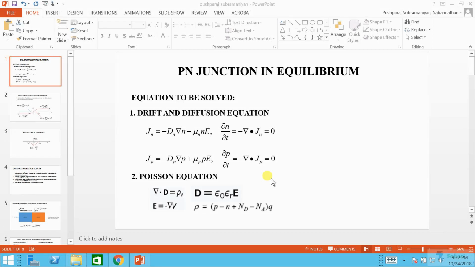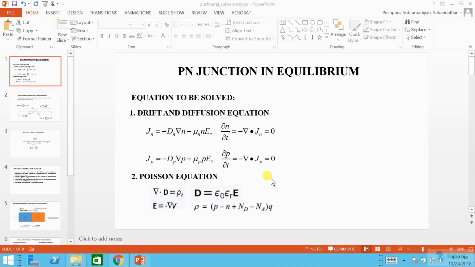Hello everyone. Today we are going to discuss the p-n junction in equilibrium, and I am going to model this p-n junction in equilibrium condition in COMSOL. The analytical solution for the p-n junction in equilibrium is readily available, and I am going to compare the results with the computational software called COMSOL.